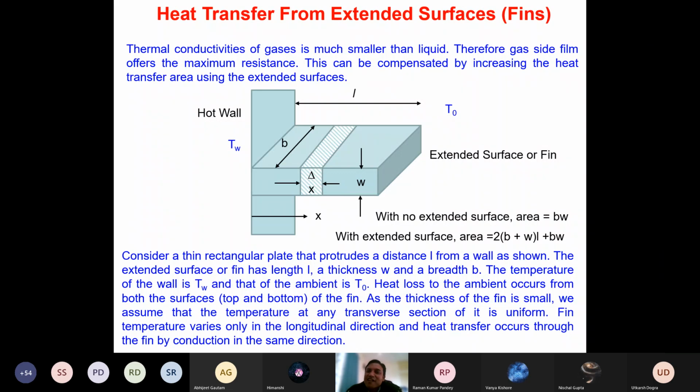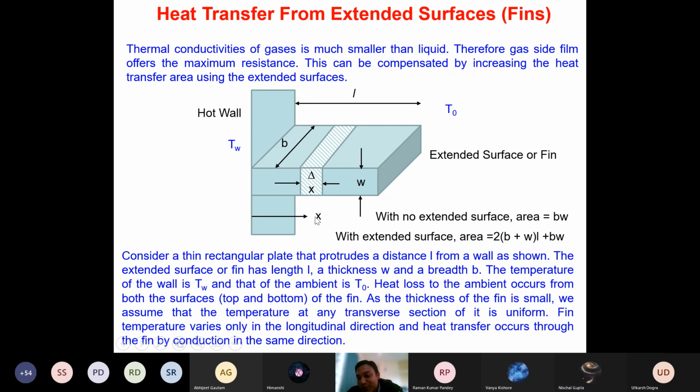When I am having this extended surface, what is my objective? My objective is to dissipate the maximum heat possible. Do you agree? Yes, sir. Now you may ask me, if I increase the length of this fin to infinity, let's say, then my heat transfer area increases by infinity, isn't it? Do you agree? Yes, sir.